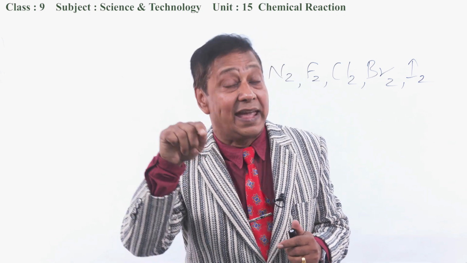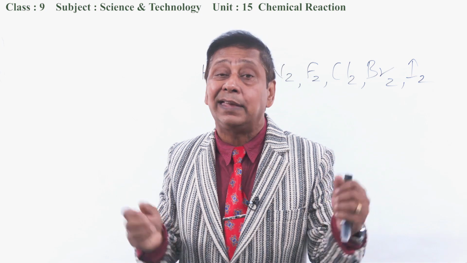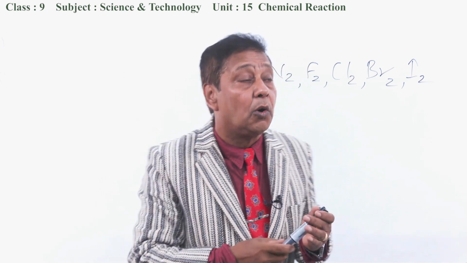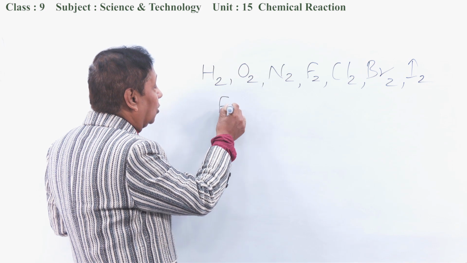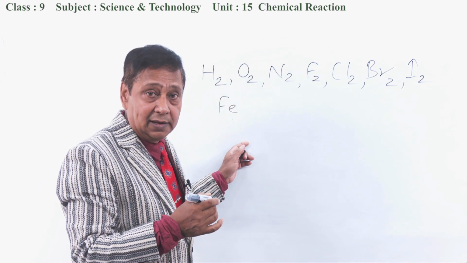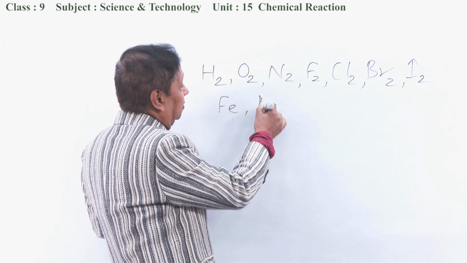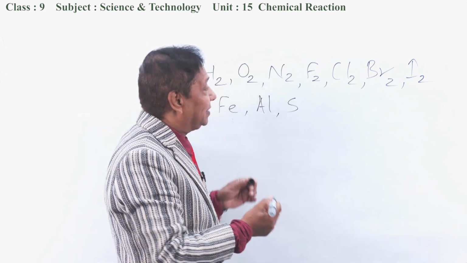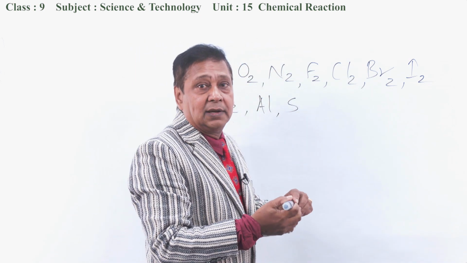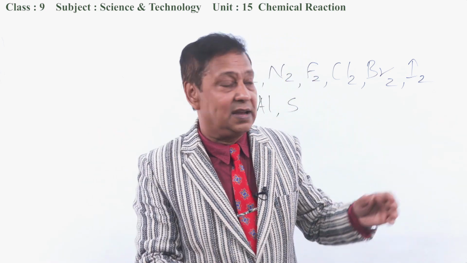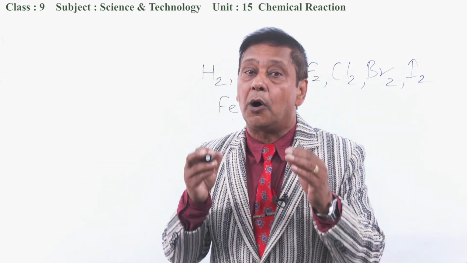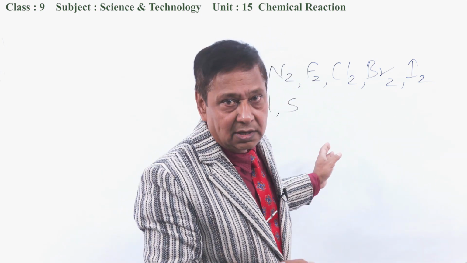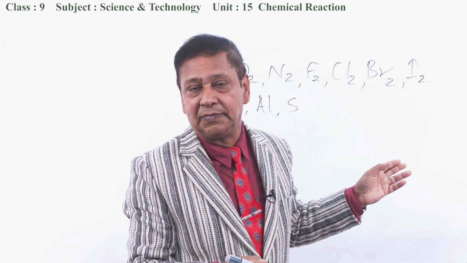That's why we have to write H2. But for iron, we have to write just Fe, because this is monoatomic. Iron is monoatomic, we have to write Fe only. And in the same way, aluminium is monoatomic, all other elements are monoatomic. But these, which come in the reactions of class 9 and 10, exist in the form of diatomic state. That's why these elements should be written in the form of molecule.